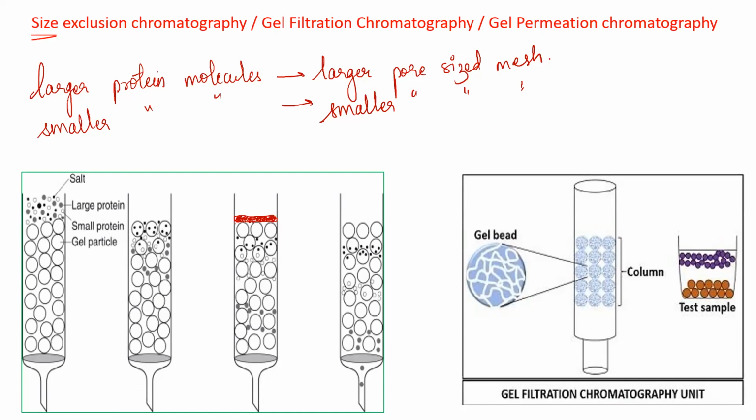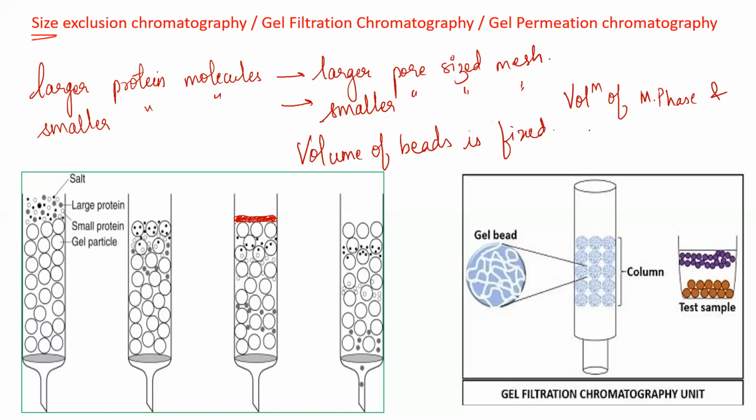Now the volume of beads that you have already added is going to be fixed. You don't change it. Once you pack the column, you're not going to say after 2 hours, okay, let me add more beads into it, or let me take out some beads from the column. You never do that. So your volume of beads is always fixed. Now what changes in this column is your volume of mobile phase, and the void. The volume of the void also changes.